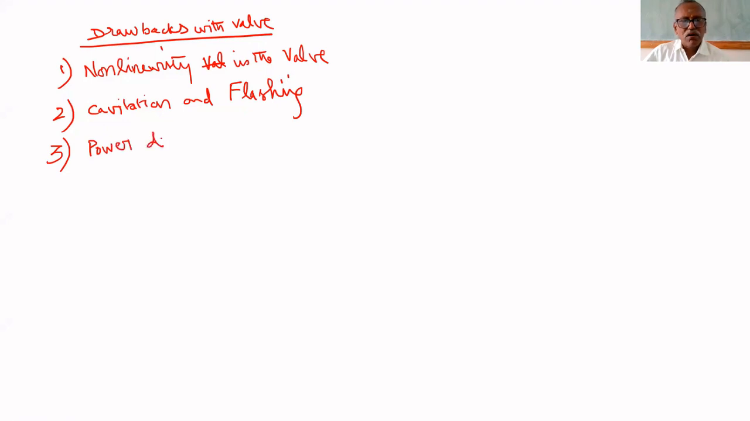Power drop in the valve. What is power drop in the valve? The valve always should open for 50%. Why? Why does the valve have to open always 50%? Why don't you open 100%?